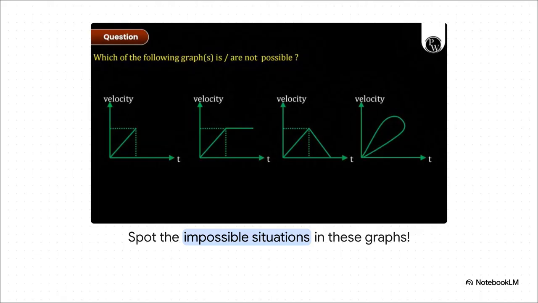Here are 4 velocity time graphs. At first glance, they might just look like normal, everyday geometry problems. But every single one of these graphs represents a physically impossible scenario. See if you can spot the impossible situations before I reveal them. Hint: look very closely at the straight vertical lines and pay special attention to that strange loop over on the far right. Did you catch them?